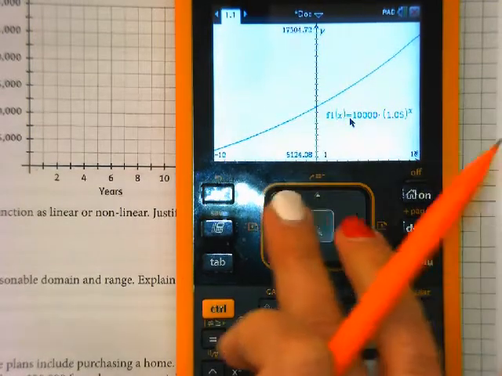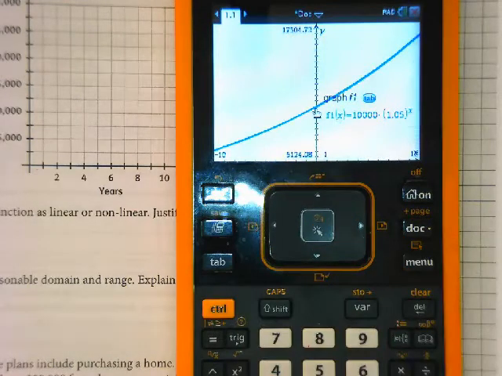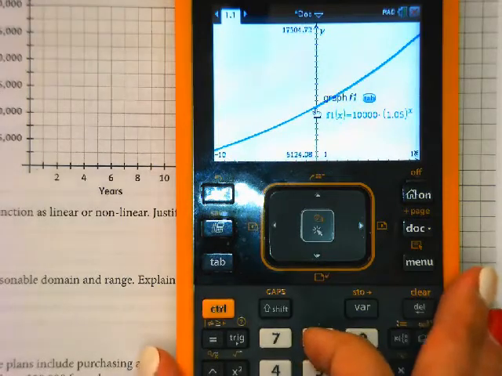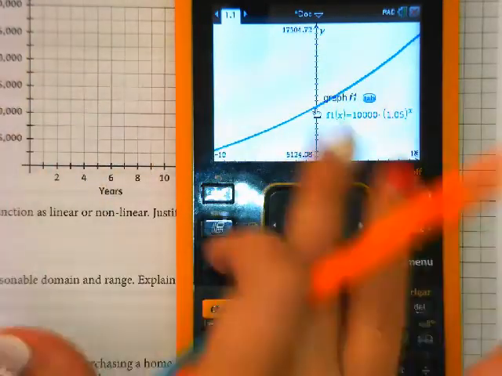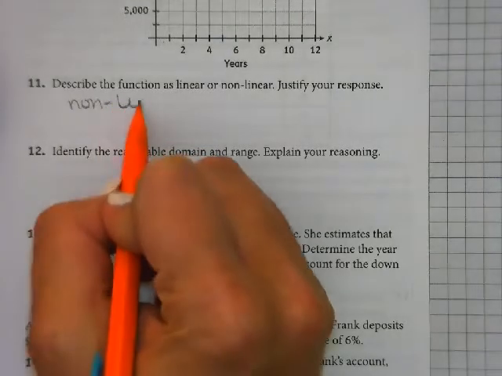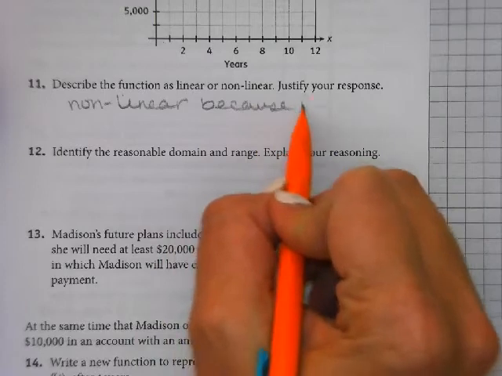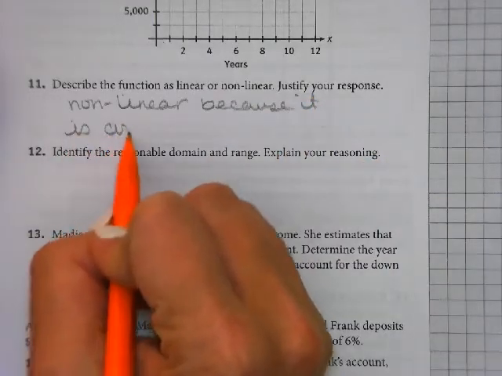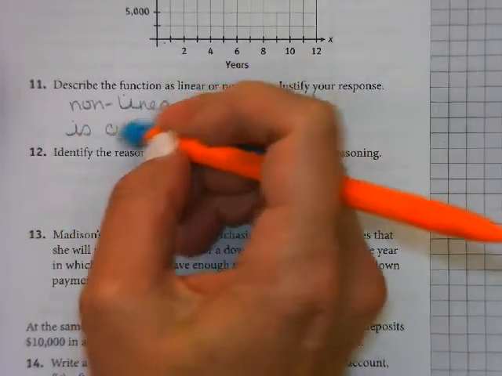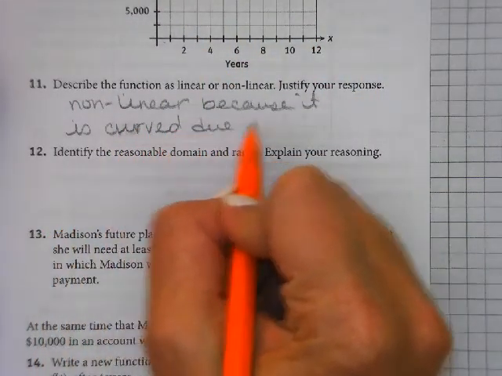What do you think this value is right here? That is our 10,000. That's our initial amount. That's our a. We don't have to draw it. That's okay. You can see it here. Is this linear or nonlinear? Nonlinear. What makes it nonlinear? Because it is curved due to the what? What part of the equation makes it curved? Due to the exponent.